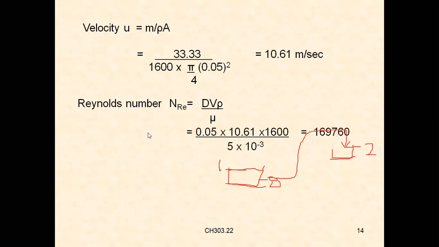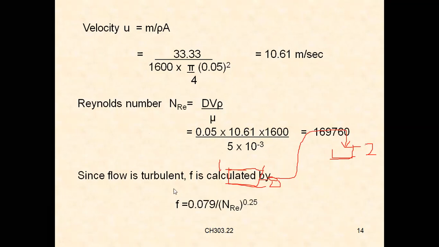So Reynolds number NRE is equal to du rho by mu. Diameter is 0.05. Velocity we have calculated, 10.61. Density of the oil is 1600. Viscosity of the oil is given as 5 cp, so 5 into 10 to the power of minus 3. So the Reynolds number value is 169760. The value of Reynolds number is greater than 4000, so the flow is turbulent.